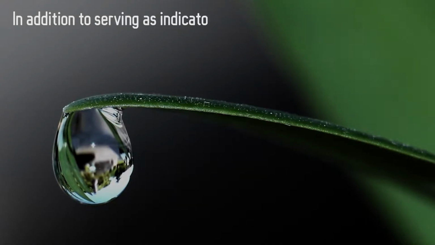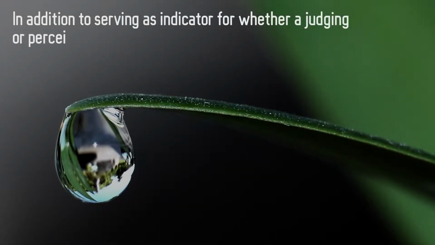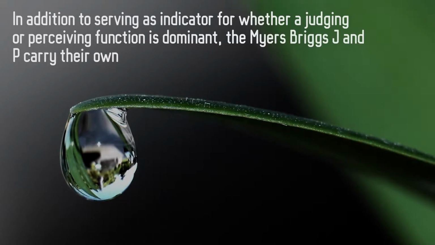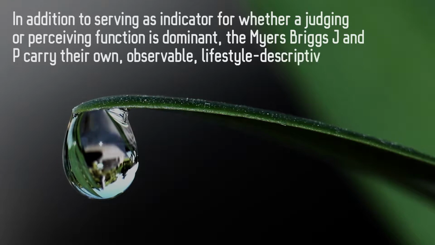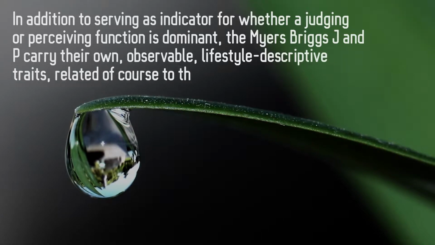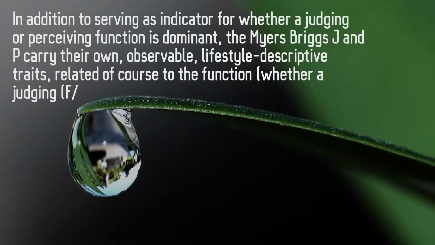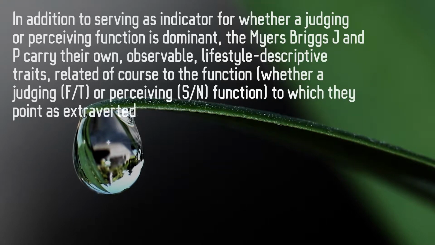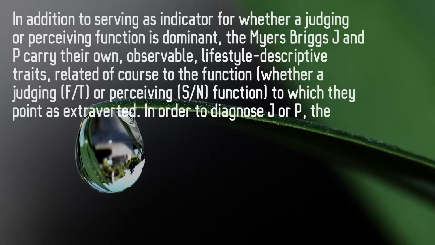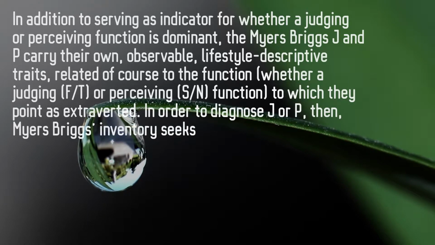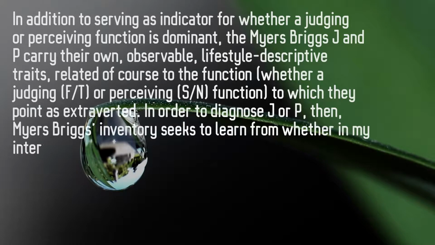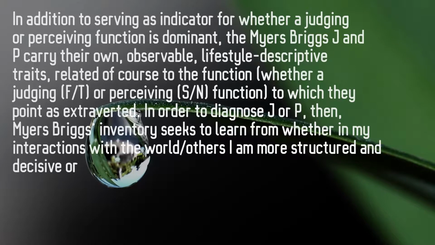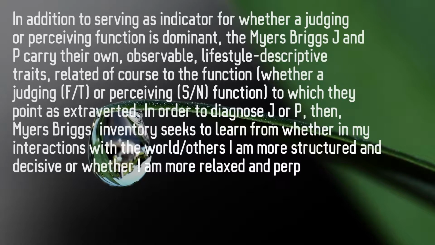In addition to serving as an indicator for whether a judging or perceiving function is dominant, the Myers-Briggs J and P carry their own observable, lifestyle descriptive traits, related of course to the function, whether a judging F/T or perceiving S/N function, to which they point as extroverted. In order to diagnose J or P, then, the Myers-Briggs inventory seeks to learn whether in my interactions with the world and others, I am more structured and decisive, or whether I am more relaxed and perpetually receptive.